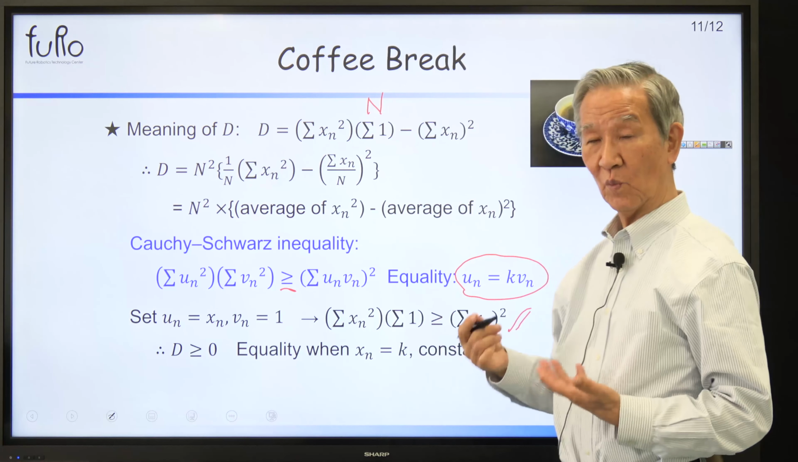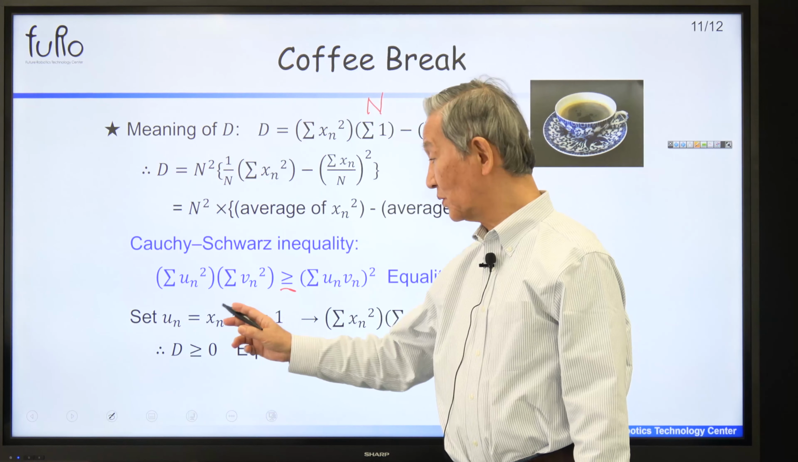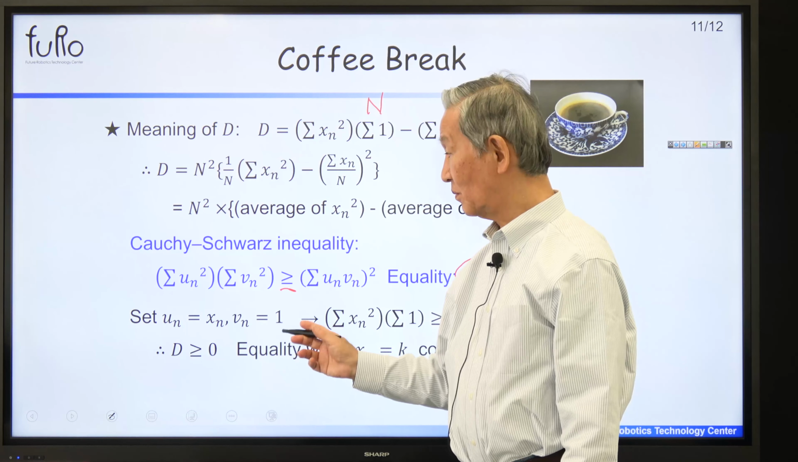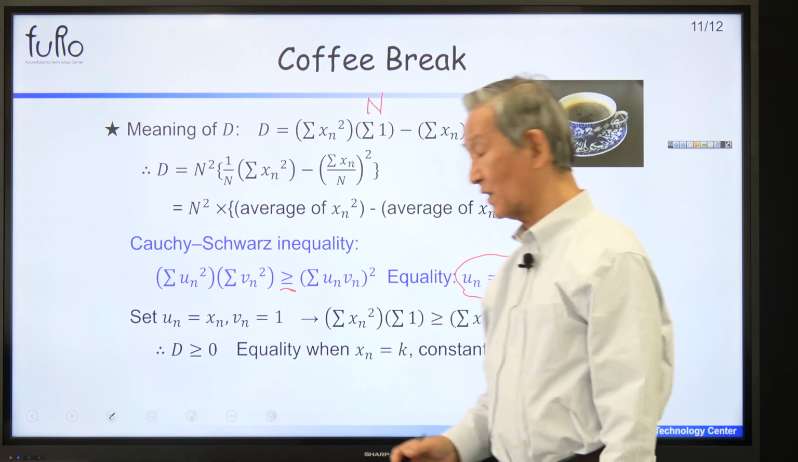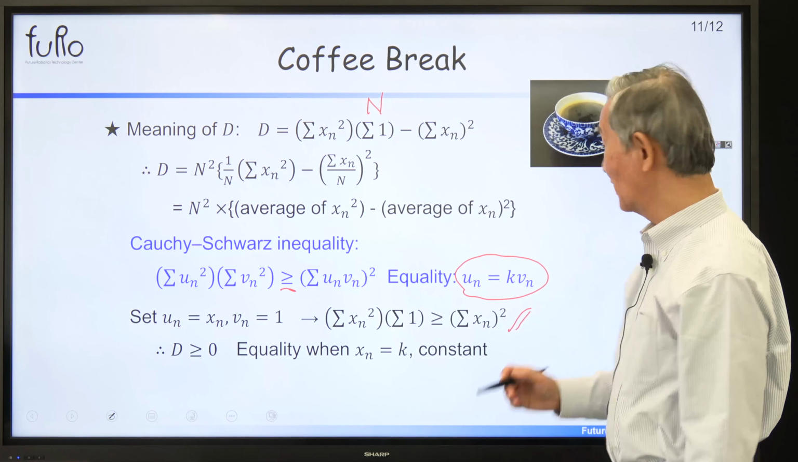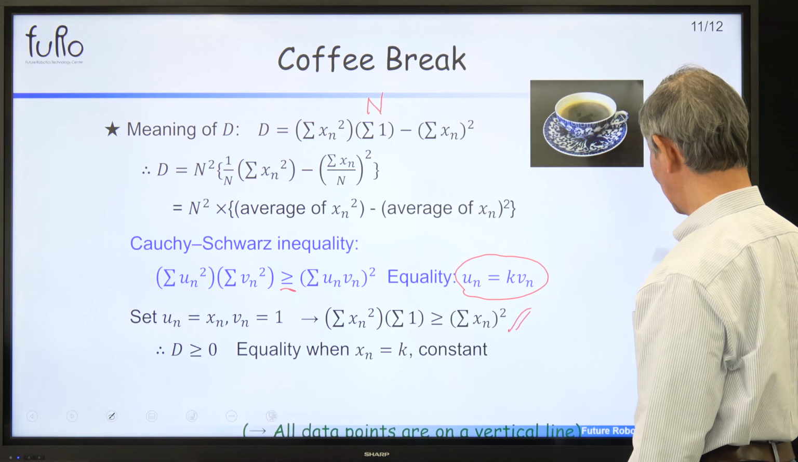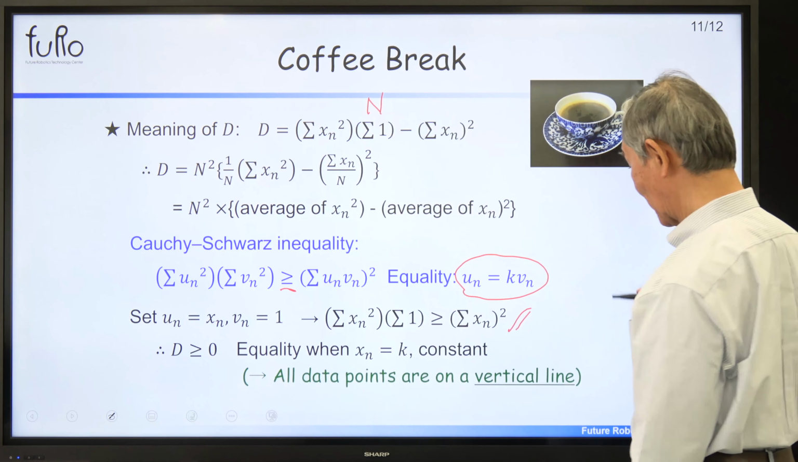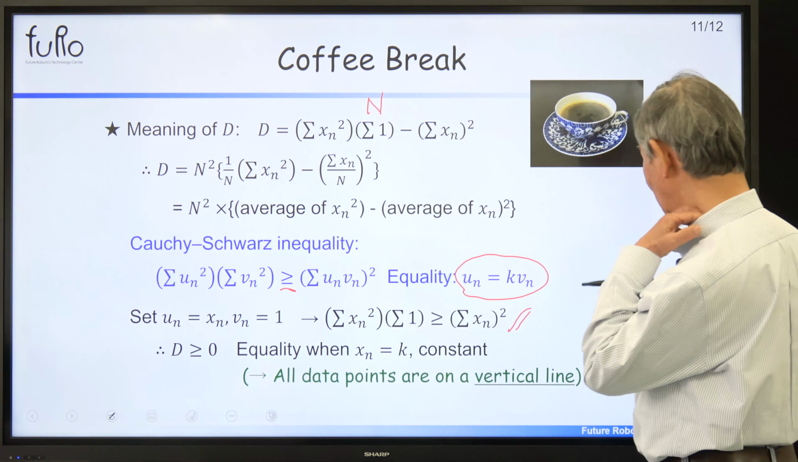Equality when d is equal to 0 is a point which we don't want to have. Equality when xn is equal to k, constant, because the other one is constant, right? Those two could be scalar multiples of each other only if xn is just a number. xn is equal to k, constant. So what do we mean by that? All data are on a vertical line.